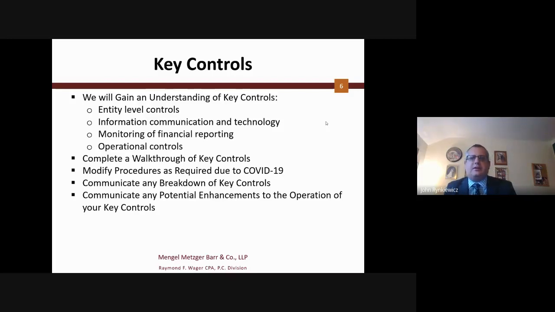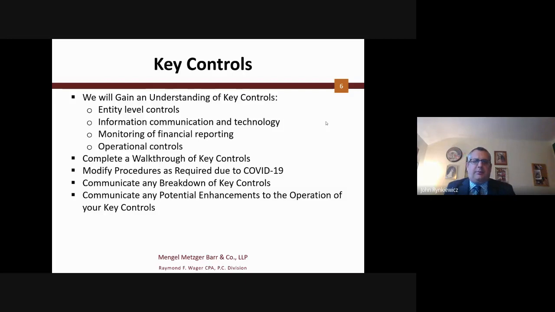We'll select transactions to make sure that what we're being told is what we can see looking through the controls. We will probably do some different procedures related to the pandemic, COVID-19. So we may be testing transactions before the pandemic and afterwards.